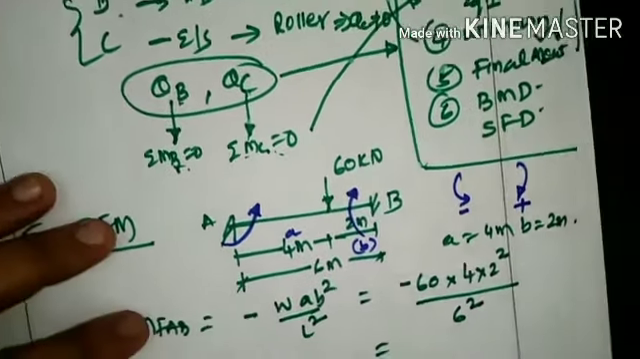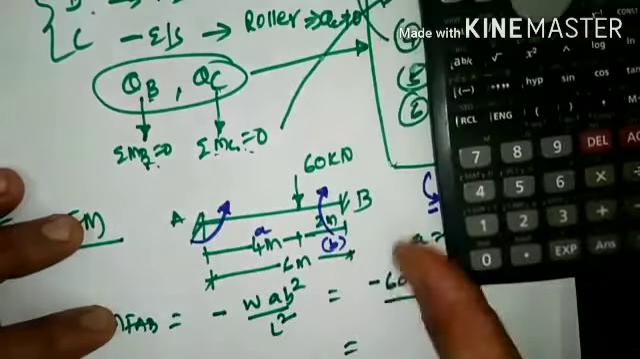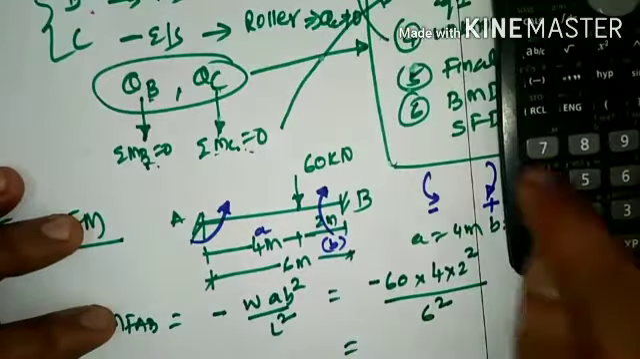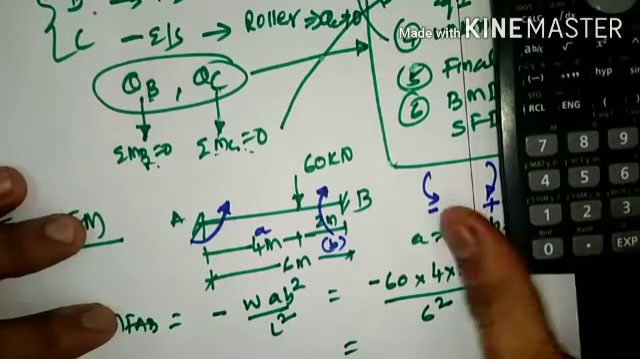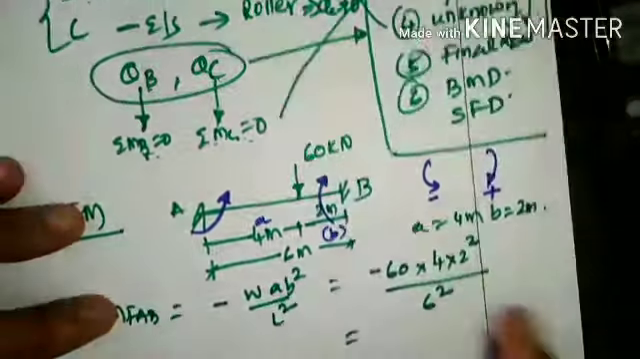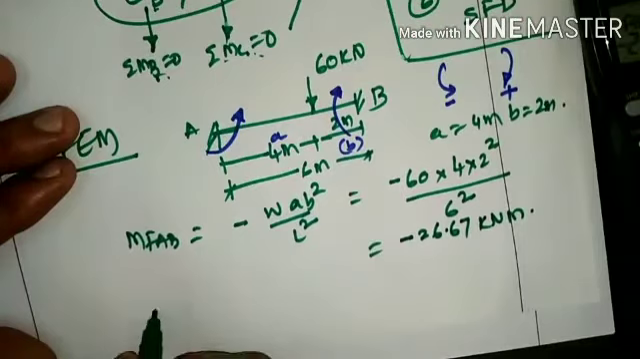If we solve this using a calculator, this will be minus 60 into 4, 2 square is 4, divided by 6 square is 36, which will come as minus 26.67. The minus again is because of the anti-clockwise direction rotation. So it is minus 26.67 kilonewton meter that will be the moment.